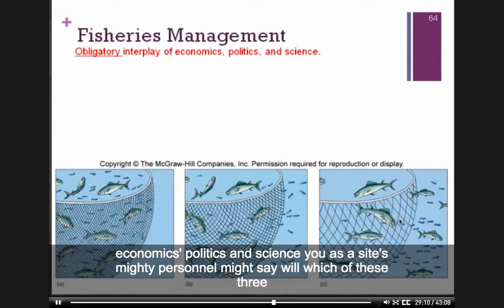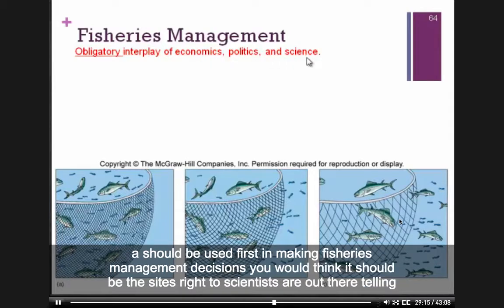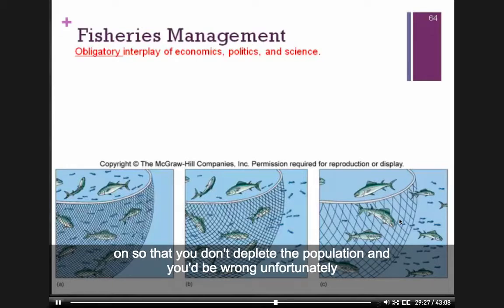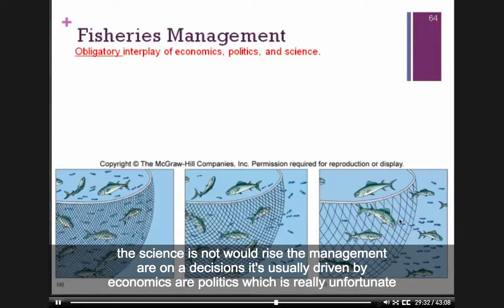You, as a science-minded person now, might say, well, which of these three should be used first in making fisheries management decisions? You would think it should be the science, right? Because the scientists are out there telling you what the population size is, how fast they reproduce, so you can only take this amount so that you don't deplete the population. And you'd be wrong. Unfortunately, the science is not what drives the management decisions. It's usually driven by economics or politics, which is really unfortunate.